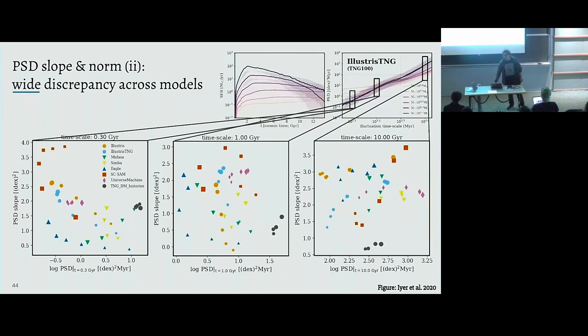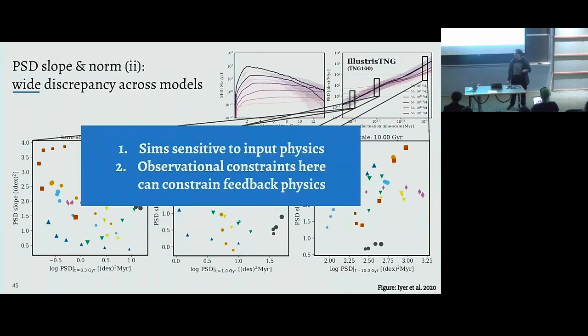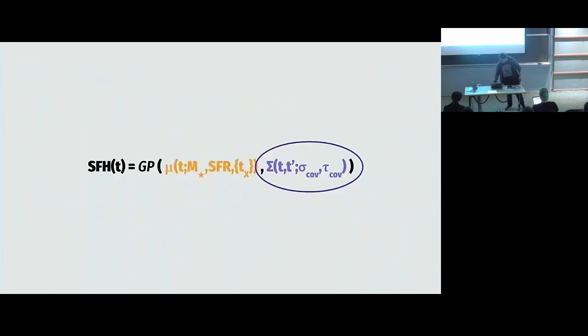Then, as I thought about it, I was kind of happy, because this tells you two things. One, the simulations are very sensitive to both numerics and physics in the space of star formation stochasticity, right? So if we can get observational constraints in this space, that would be amazing for understanding what the simulations are doing right and wrong. Great. So how do we do that?